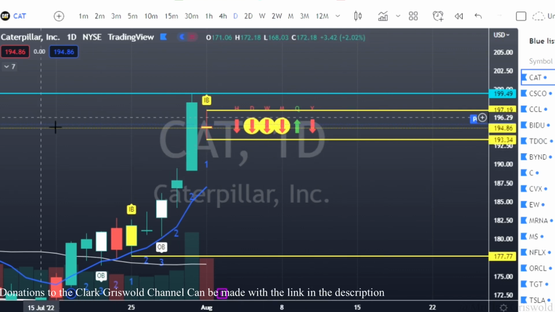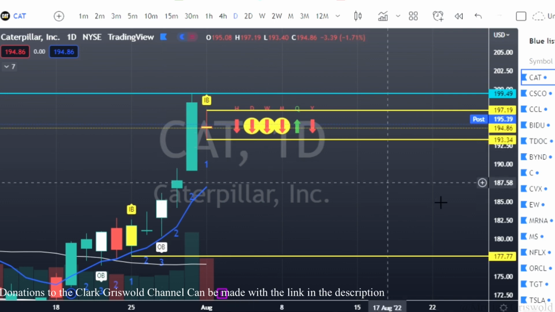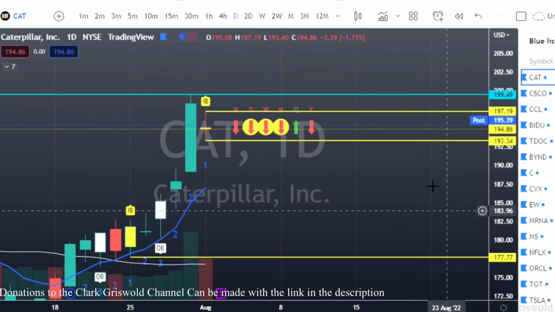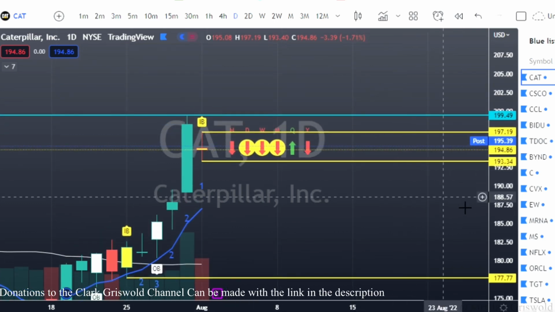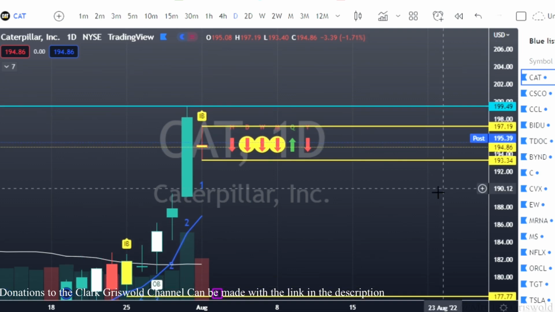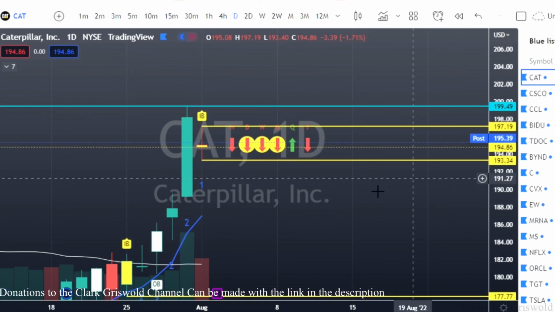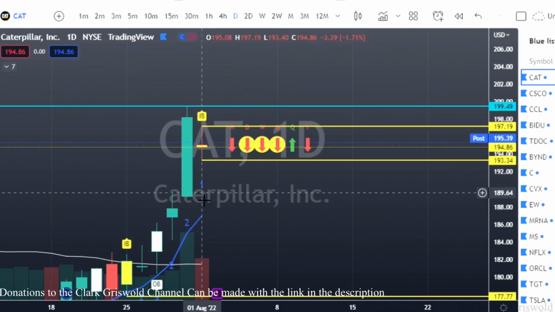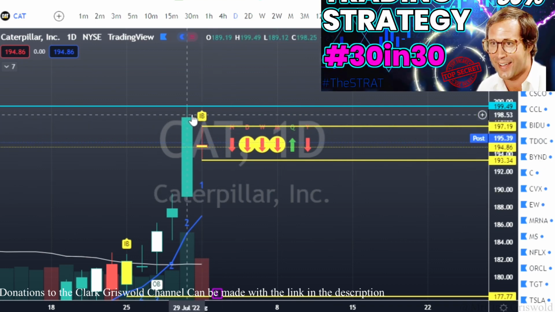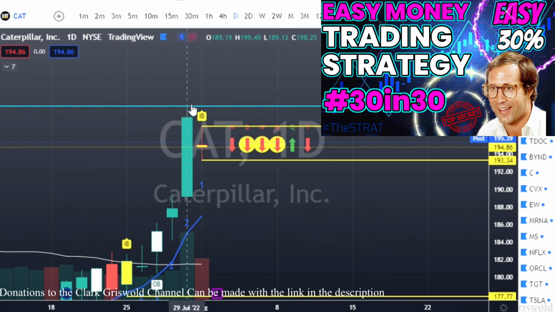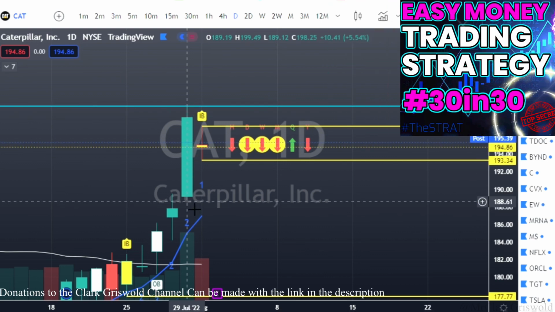So CAT, inside day, okay? Inside bars. If you guys are brand new, let's talk about inside bars, because I know my followers who've been with me for a long time know what they are. Inside bars, or one candles, okay? Number ones, they trade within the range of the previous candle. They do not break the high. They do not break the low. They stay within the range.